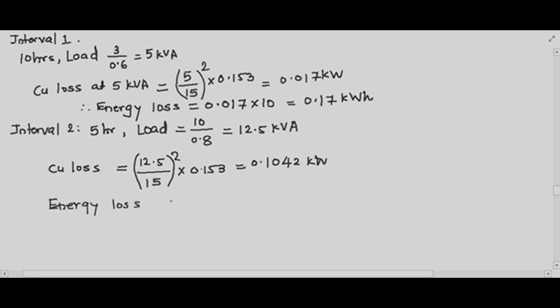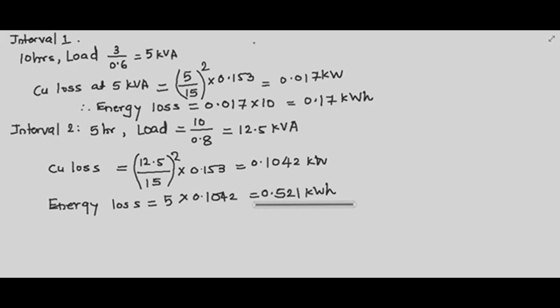So what is energy loss? This transformer is on in this interval for 5 hours. So 5 into 0.1042. So it will be 0.2521 kWh. Okay, I will underline this. Similarly, I will underline this because we have to afterward add all of this.